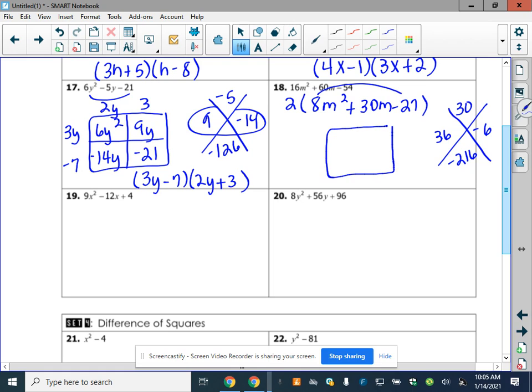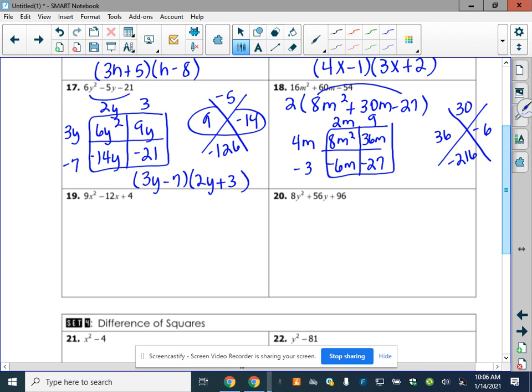I can draw my x. First term in the first box, last term in the last box. I take those factors, put m behind them. I look on the top row, and the greatest common factor is 4m. The bottom row is negative 3. The first column is 2m, and the last column is 9.